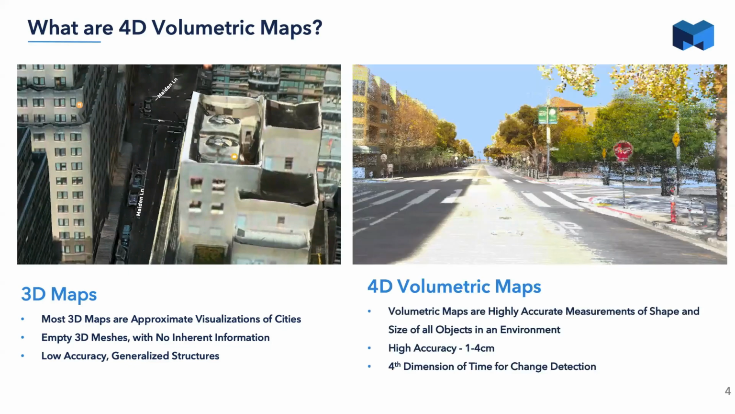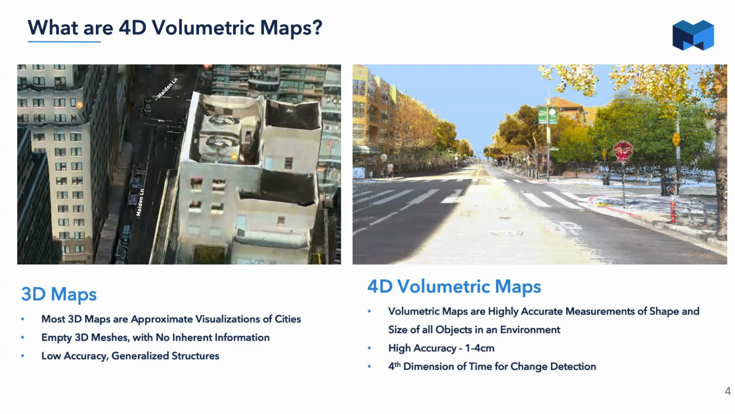So let's contrast that with volumetric mapping. A volumetric map is a highly accurate measurement of the shape and size of all objects in the environment. These are very, very detailed maps. You really can zoom in and see tremendous detail in them. In terms of accuracy, we're talking 1 to 4 centimeters of dimensional accuracy. That means when we're measuring the size of something. And in terms of absolute positioning, we're currently around 8 centimeters in terms of absolute accuracy of where an object is on the planet.